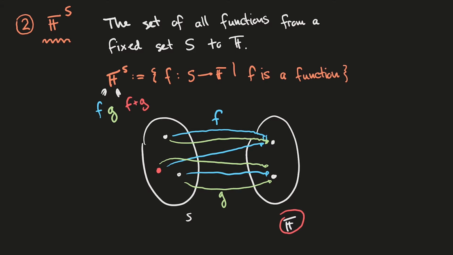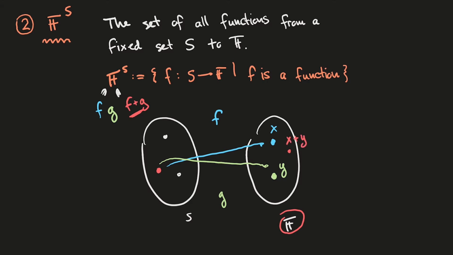And so we'll just focus on this one element marked in red. We see that f maps this red element to this blue element, which I'll call x, and that g maps the same red element to this green element, which I'll call y. We now need to decide where f plus g should map the red element. But since F is a field, there exists an element x plus y in F, and we define f plus g in the following way. We just map this red element to x plus y.